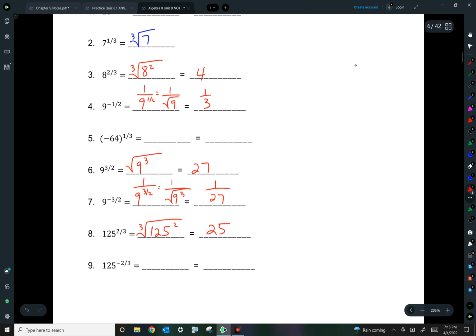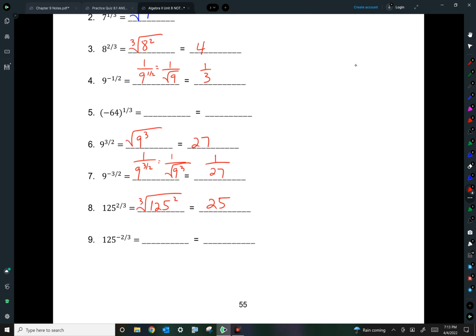Look down at number 9. So really this is 1 over 125 to the 2/3. And if you think about it, we already simplified 125 to the 2/3. We said it was 25. So this is just 1 over 25.